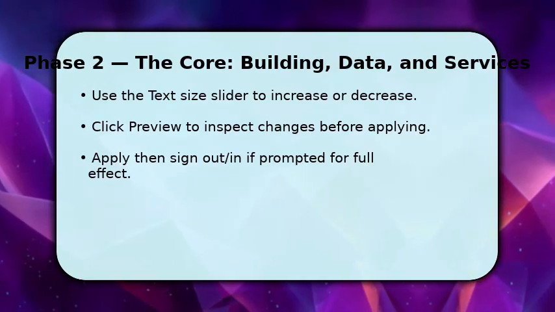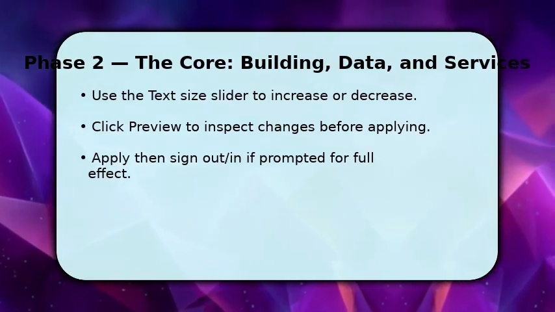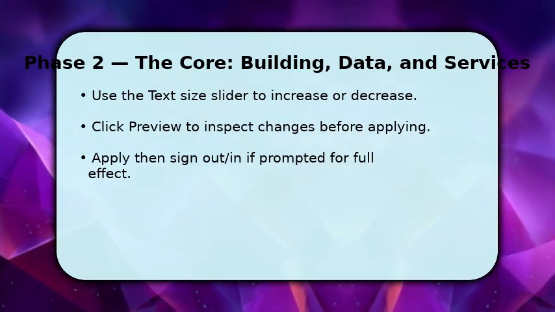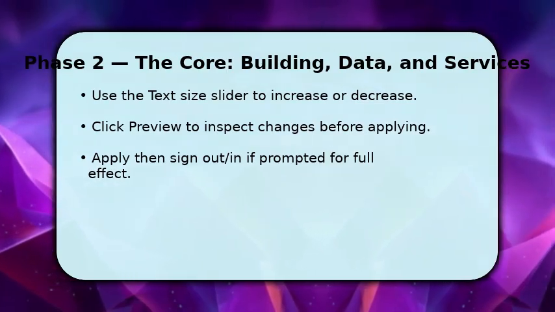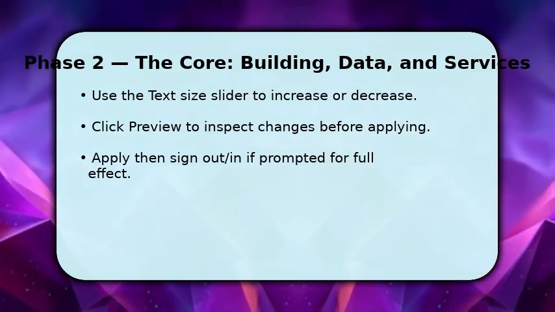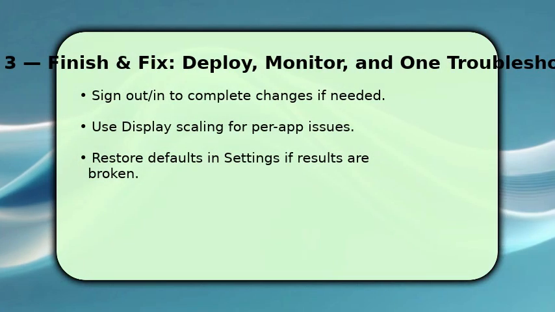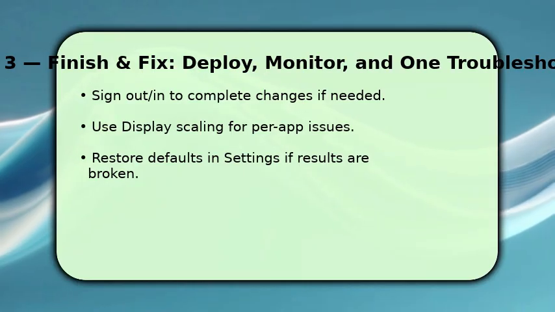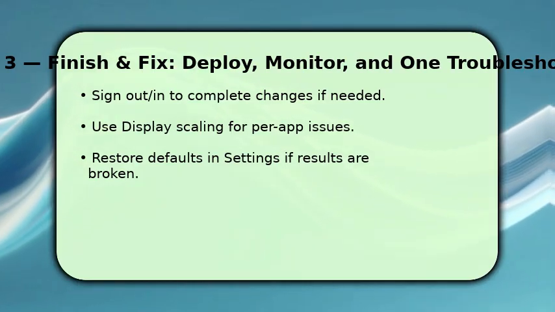If you prefer per app control, open Display > Scale in Settings for app scaling. However, the text size slider changes UI elements like menus and titles, which is usually what you want. After applying, sign out and back in to ensure all text updates. Once done, review multiple apps to confirm consistency.